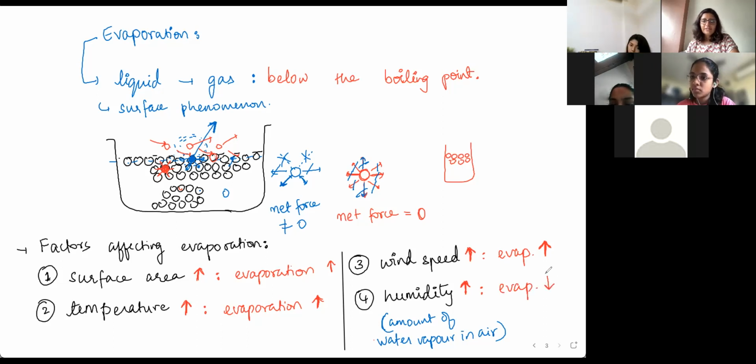You've seen this in your real life. Like rainy days mein clothes will barely dry. It's going to take 2-3 days for clothes to dry.